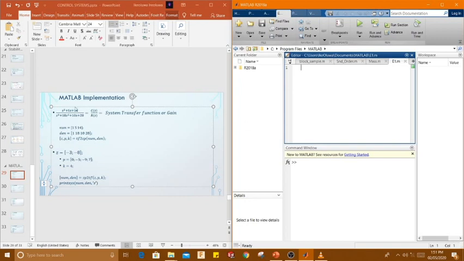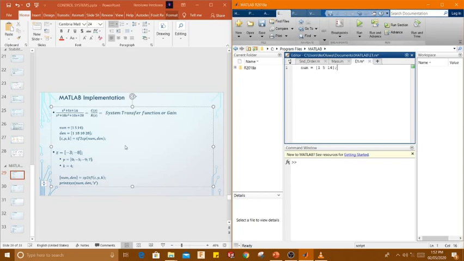Now the first thing, I have a numerator and denominator, and I'm trying to obtain the poles, the zeros, and the gain from this. First of all, I'm going to define the numerator. How do I define the numerator? I'm going to take the coefficients: 1s squared, 5s, and 14. The coefficients here are 1, 5, and 14. I'm going to put it into an array, as you can see here. Make sure there is a space: 1 space 5 space 14. Now I've defined the numerator.